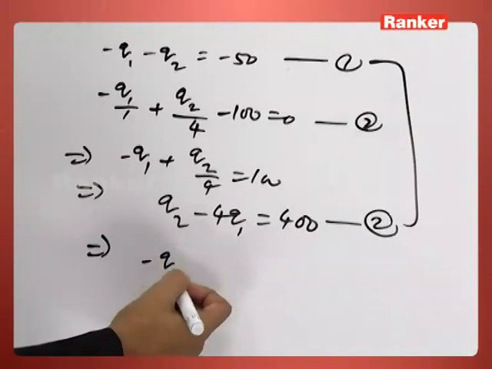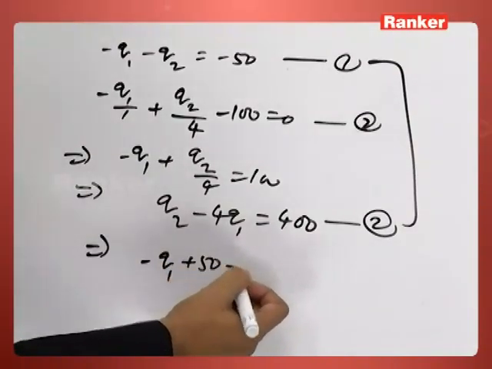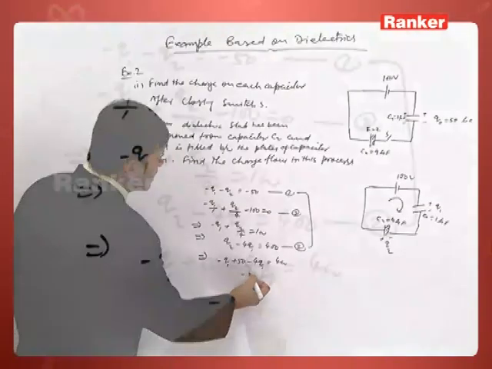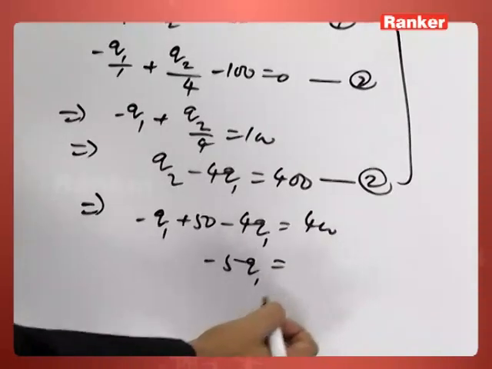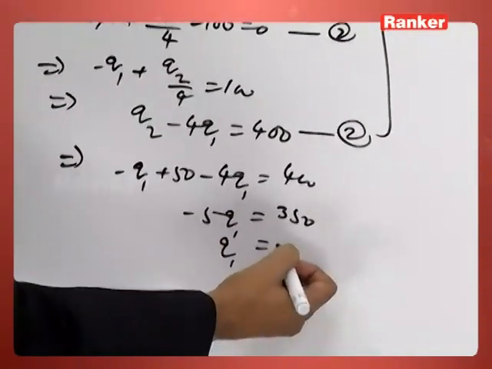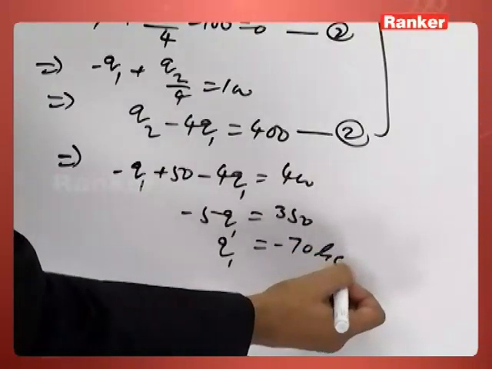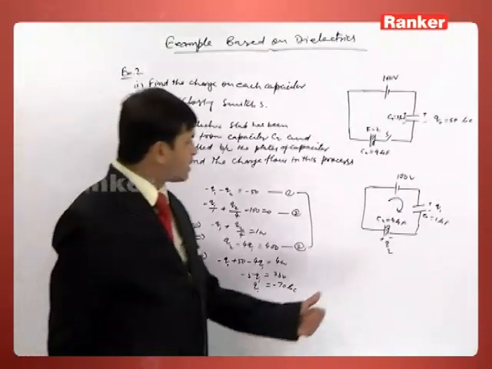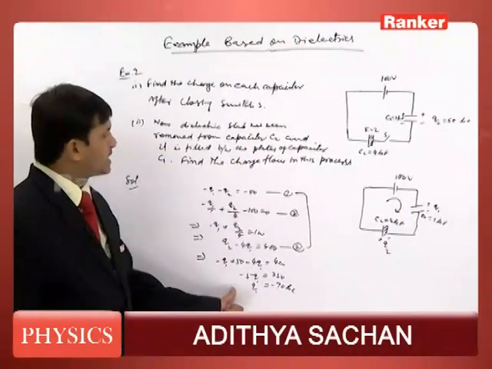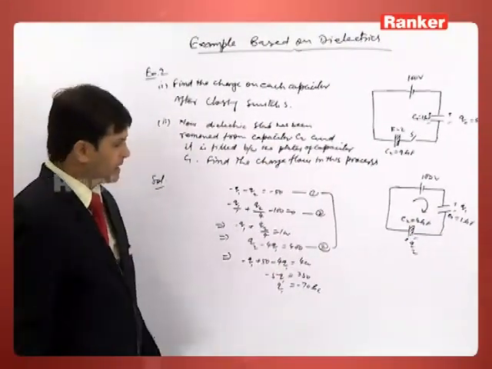Minus Q1 plus 50 minus 4 Q1 is 400. So minus 5 Q1 is 350. So the Q1 value comes here as minus 70 microcoulomb. So the charge on this one is minus 70 microcoulomb. The minus sign indicates the polarity has been changed.